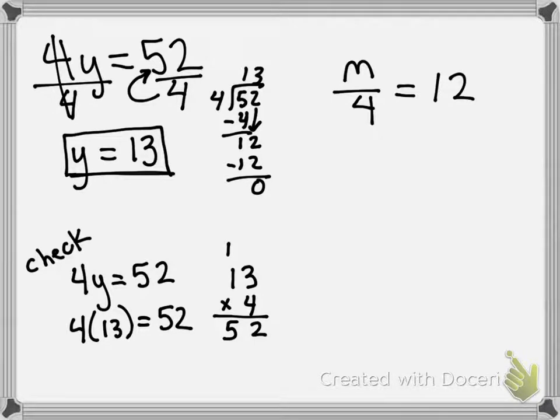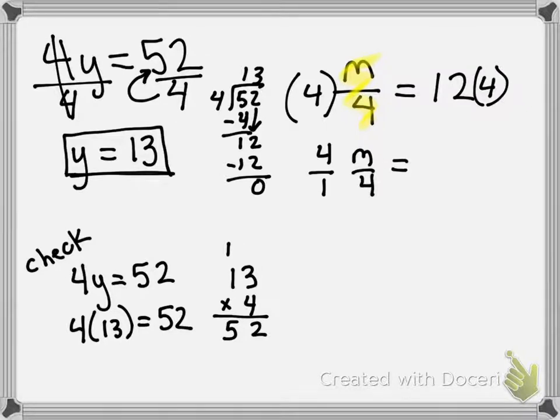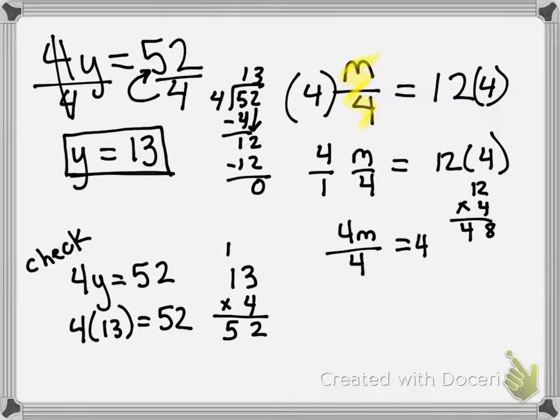So the opposite of division is multiplication. But this right here looks very much like a fraction. If we multiply 4 by both sides of the equation, it's hard to multiply a fraction times a whole number. So we want to put our whole number over 1 to multiply. 4 times m is 4m. 1 times 4 is 4. 12 times 4 is 48. 4 divided by 4 is 1, so m should be equal to 48.